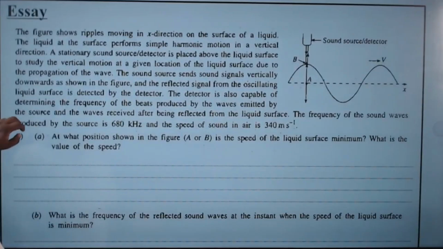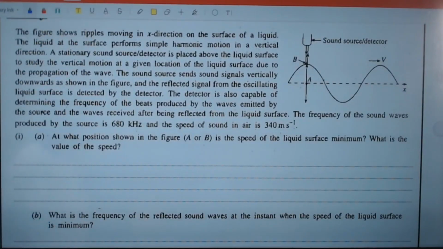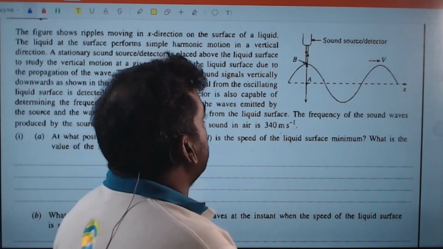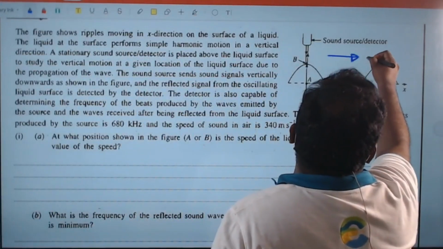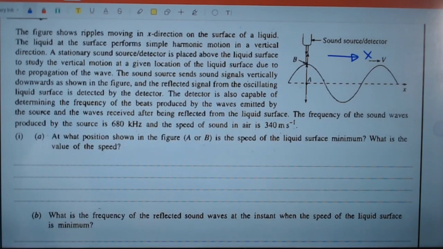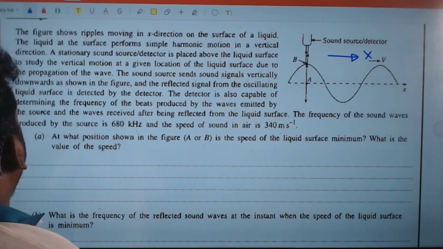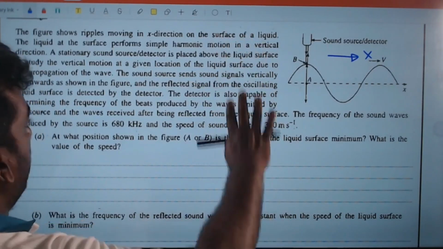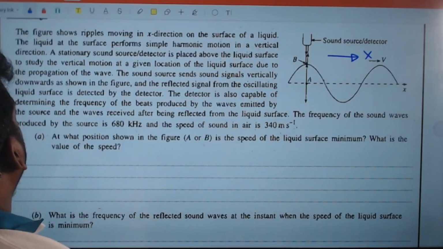Right. Look at this carefully. Essay question. Figure shows ripples moving in the x direction. Here is your x direction. When ripples are traveling in the x direction, liquid at the surface performs simple harmonic motion.